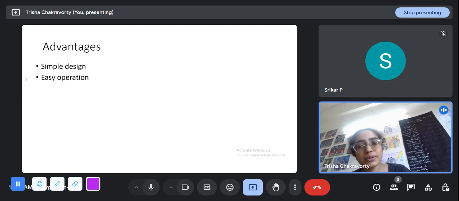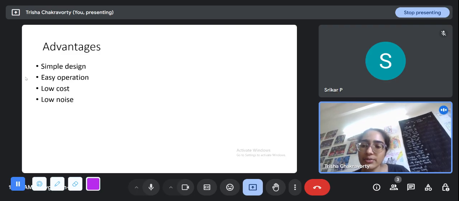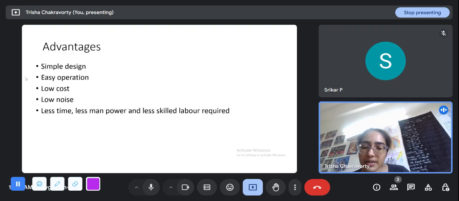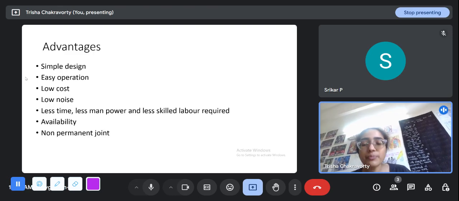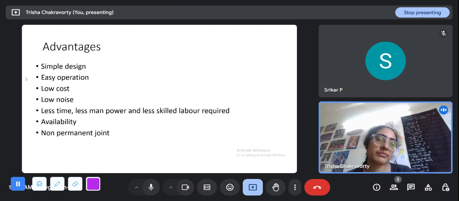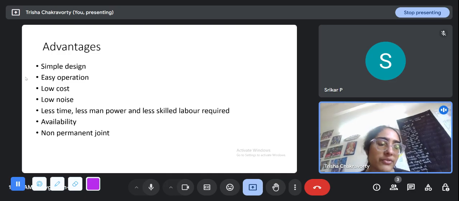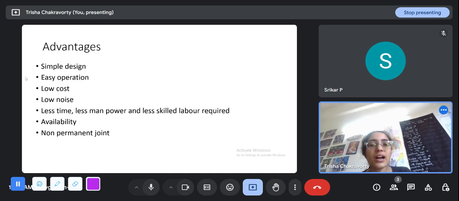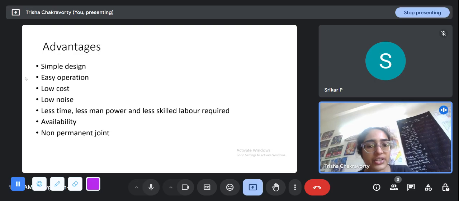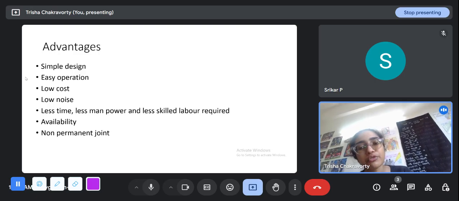Advantages: bolts have simple design, easy operation, low cost, low noise, less time, less manpower, and less skilled labor is required. Availability is high. Non-permanent joint, this is important because if you want to replace bolts, it's easy to do so. We design structures for a specific lifespan, but after the lifespan, we generally don't dismantle the entire structure, we go for major repair. There's a term in civil engineering called major repair.